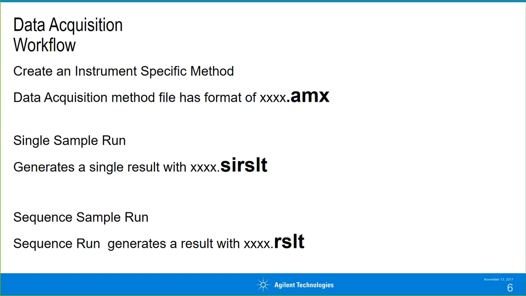All right, so an acquisition method is .amx. When you run a single run, it's going to generate a result that is .si RSLT, right? .si result. And then when you do a sequence run, you're creating a result set. So sometimes you'll hear me, instead of saying a sequence result, say result set, and that's going to create a .RSLT.